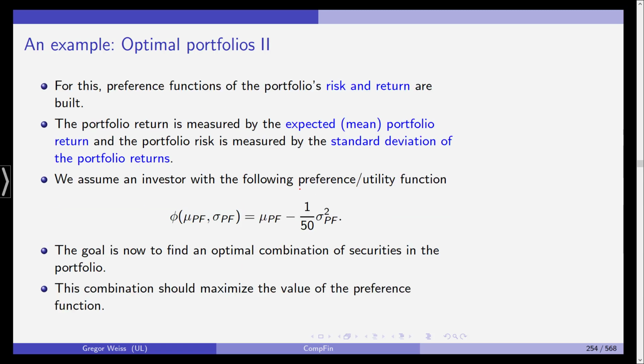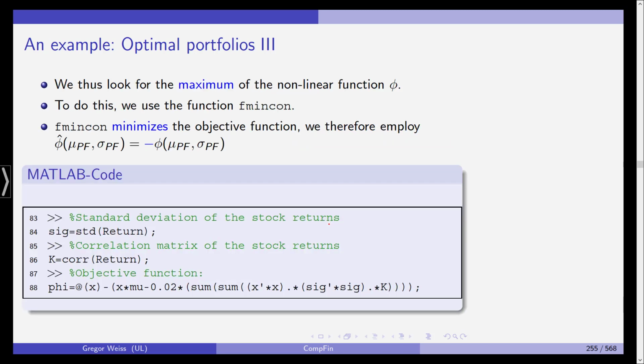So we need that. In order to do this next, we are using this utility function: mean return of the portfolio minus 1/50 times the variance of the portfolio. So we have risk aversion here, and we now have to maximize this utility function. We look for the maximum utility. We do this by using fmin_con to minimize, so we have to switch the sign of our utility function. This is the objective function at x, minus and so on. This is very simple.